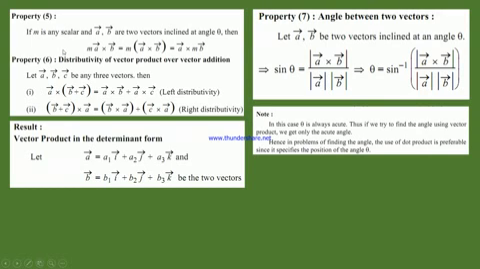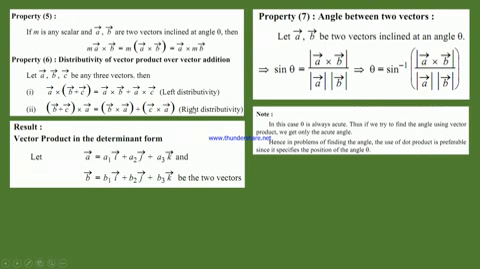Property number 5 is very easy, scalar multiplication. Property number 6, distributive property of the vector product over vector addition. Let's take 3 vectors, vector A, vector B, vector C. First, vector A cross vector B plus vector C is equal to, just distribute, that's all. Distribute vector A to B and C, the left distributive and the right distributive. Just distributing vector A to B and C, so vector A cross B plus vector A cross vector C.